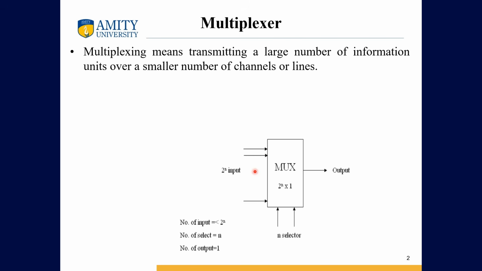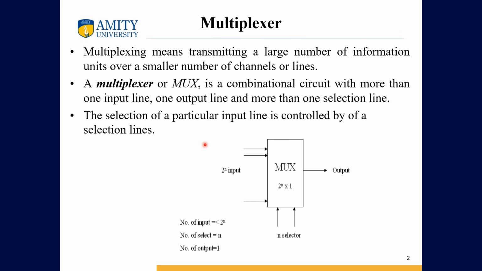So 2^n inputs, where n is the number of selection lines. If we have 2^n input lines, then the selector will decide what the output is going to be. It is also a combinational circuit. It has more than one input line, only one output line, and more than one selection line.